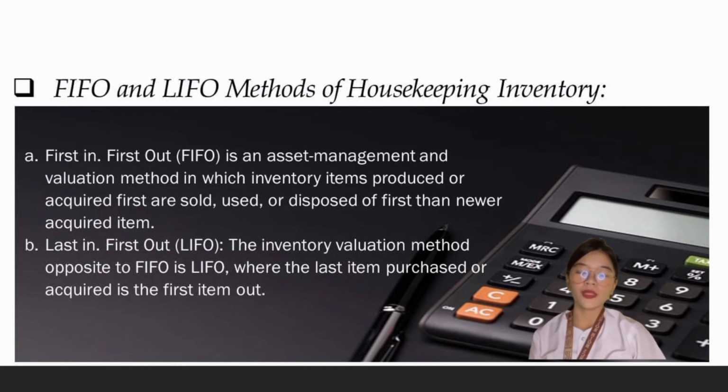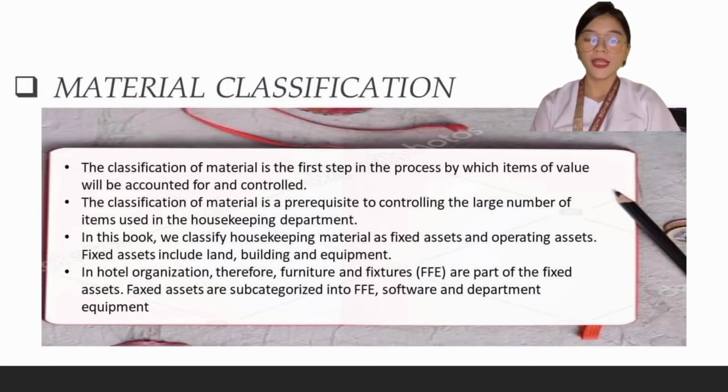A. First in, first out, FIFO, is an asset management and valuation method in which inventory items produced or acquired first are sold, used, or disposed of first; the first item acquired is the first item out. B. Last in, first out, LIFO. The inventory valuation method opposite to FIFO is LIFO, where the last item purchased or acquired is the first item out. Material classification. The classification of material is the first step in the process by which items of value will be accounted for and controlled.